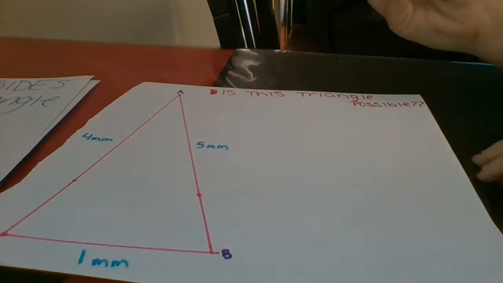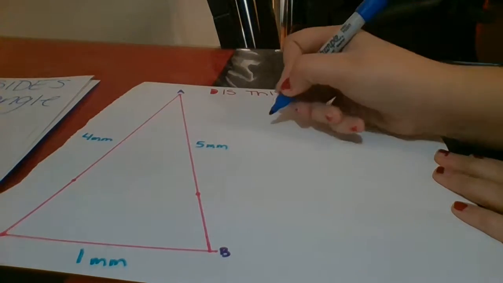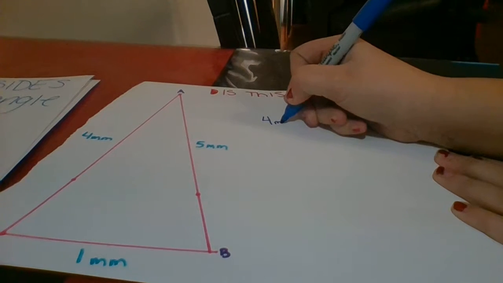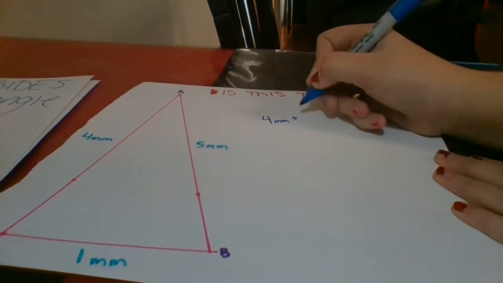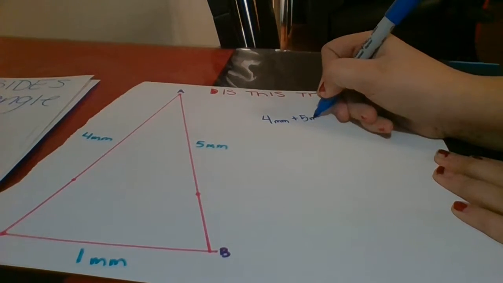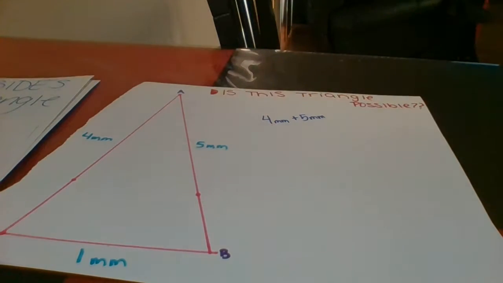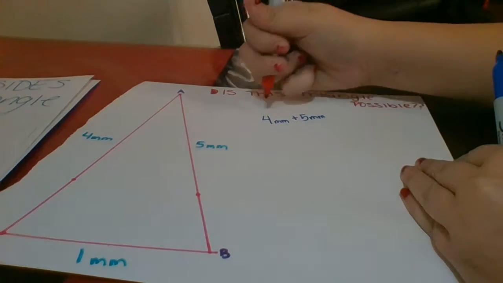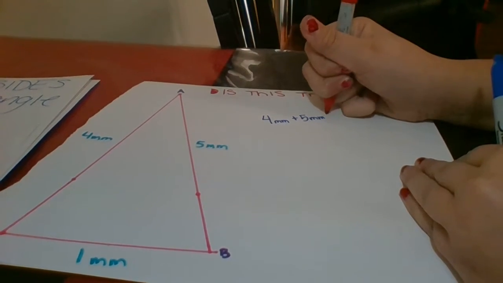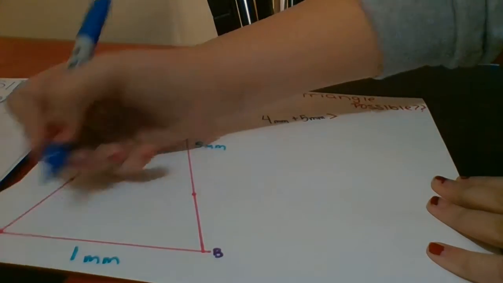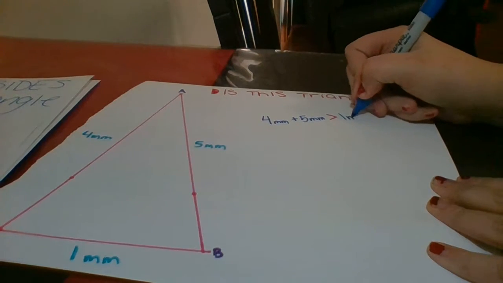What you will be doing first is picking any two sides. So I'm going to start out with 4 millimeters plus 5 millimeters, which is length CA and AB, and now I'm going to see if 4 plus 5 is greater than the last side, which is CB, 1 millimeter.